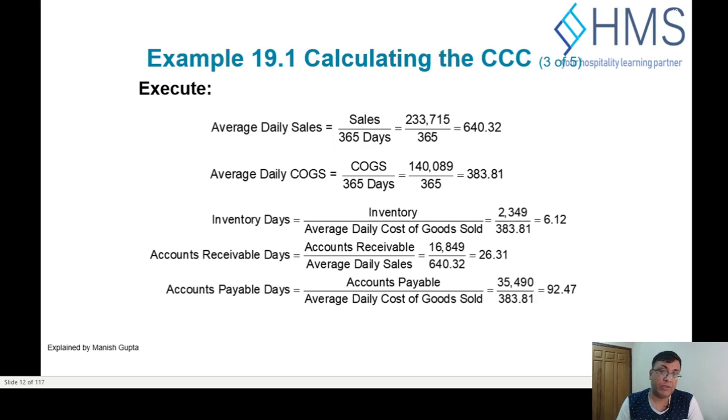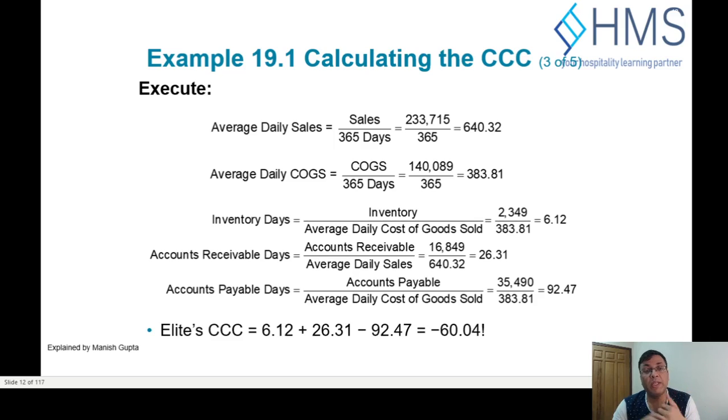I recommend you do it yourself on your calculator so that it's easy to understand. Otherwise, it will become difficult, right? So then we calculate inventory days plus accounts receivable days minus accounts payable days, that is 6 plus 26 minus 92. So that is minus 60.04. Now, what does it signify?